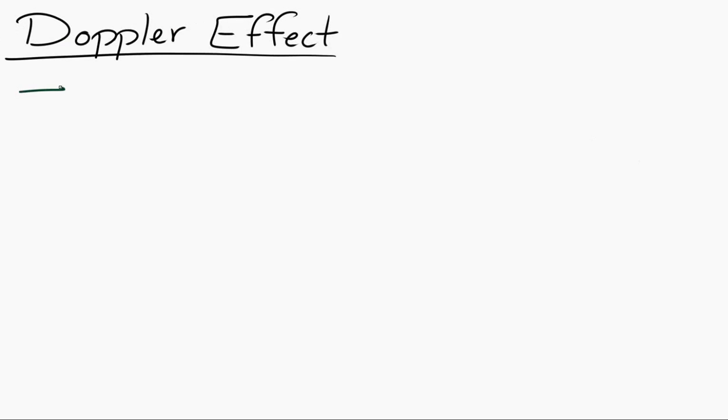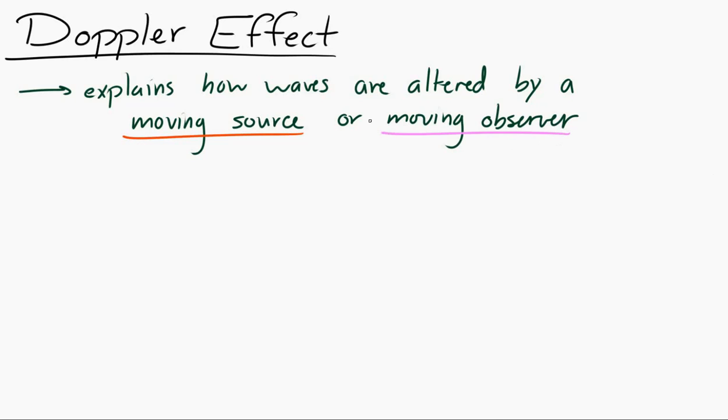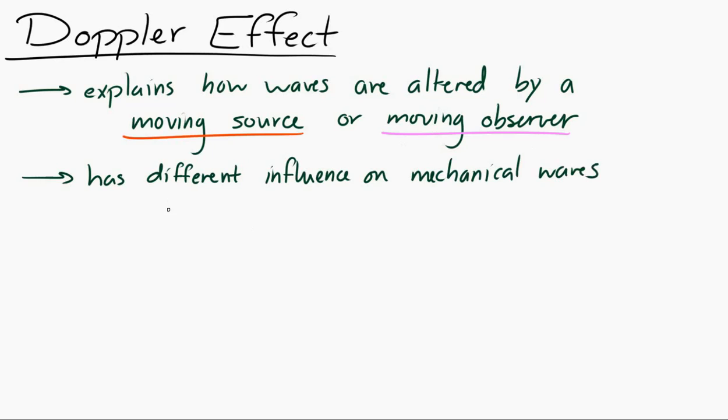Let's take a look at the Doppler effect. The Doppler effect is the description or explanation of how waves are altered, either by having a moving source of waves or by having a moving observer of the waves. And its impact, its influence, will be different based on whether you're talking about mechanical waves or electromagnetic waves.